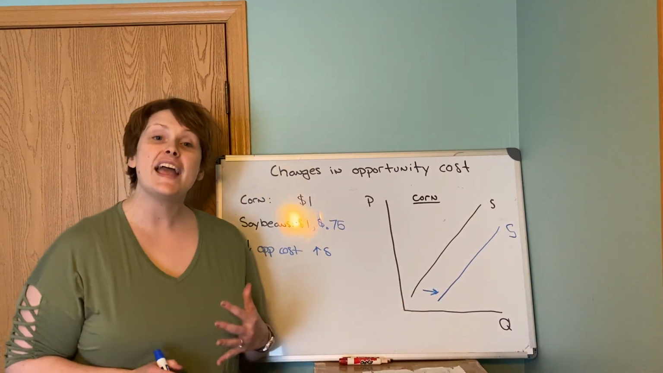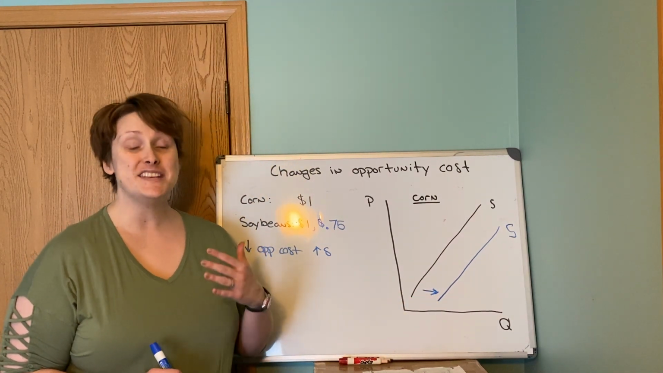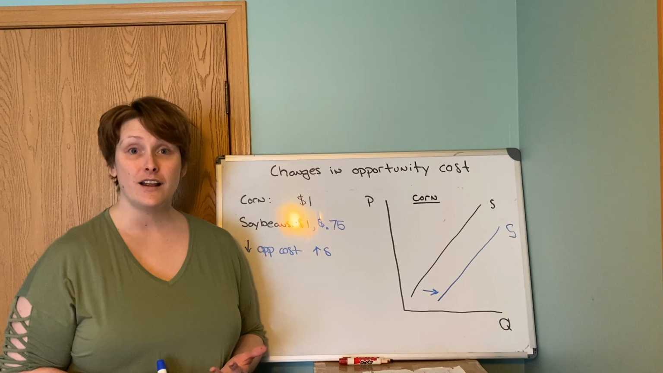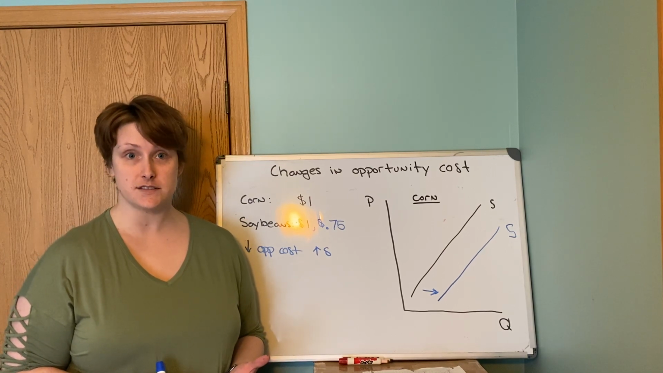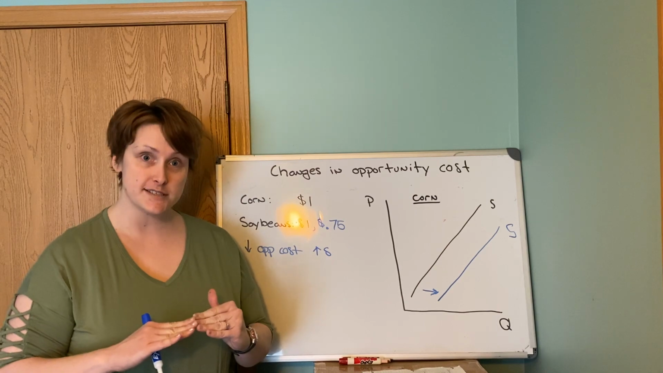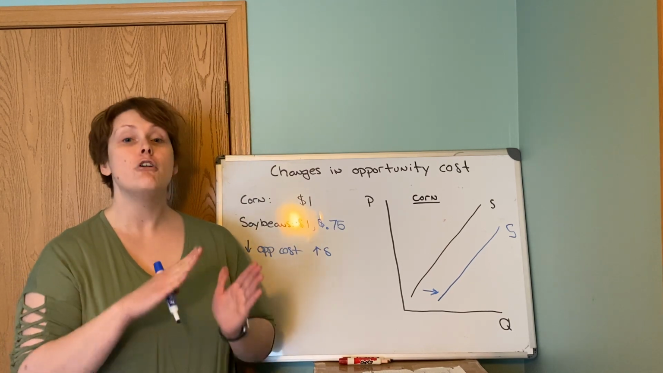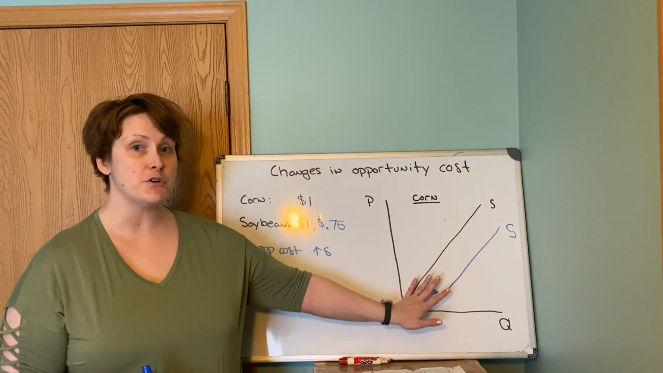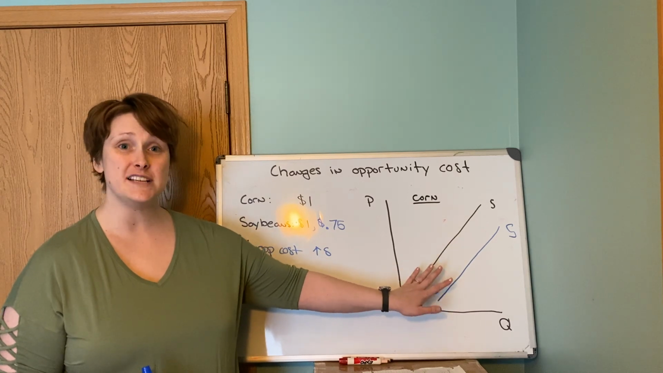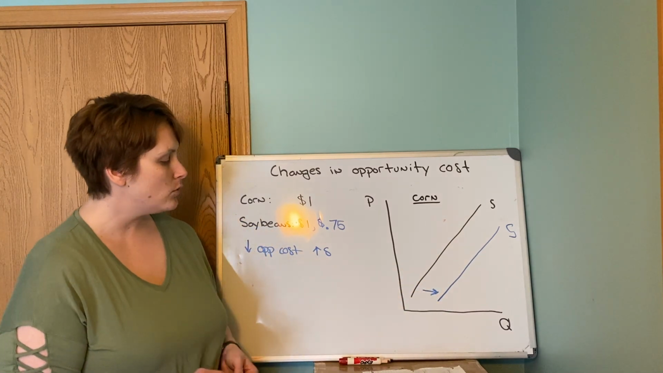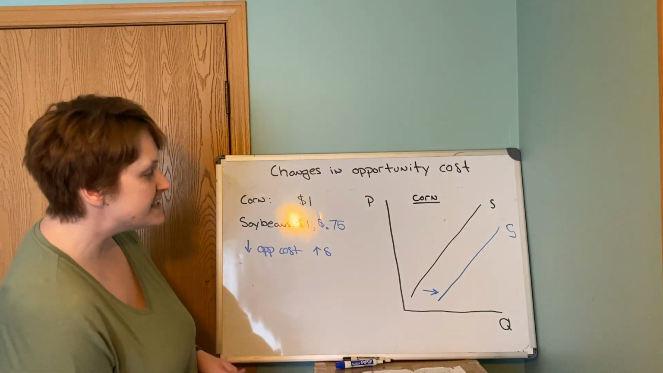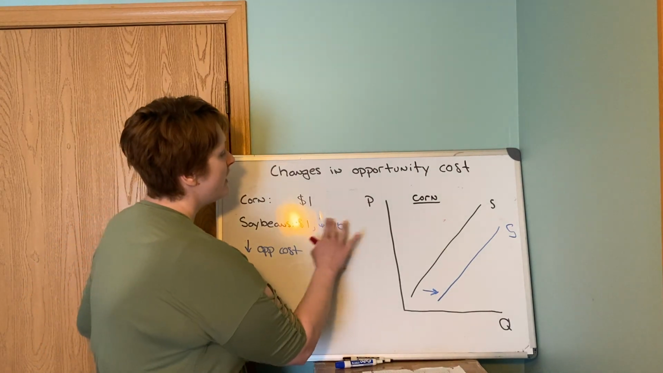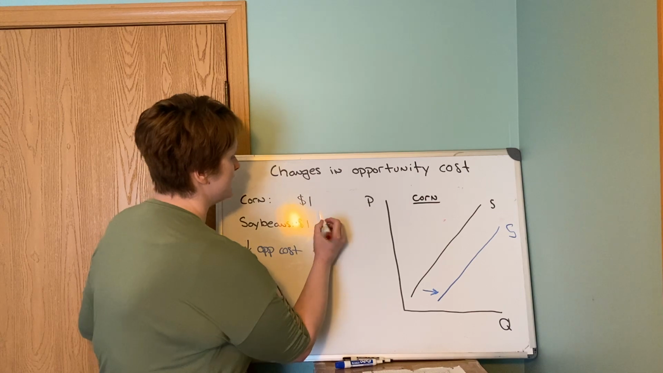So in other words, my opportunity cost, instead of giving up $1 per bushel, or however soybeans work, now I'm only giving up 75 cents. My opportunity cost just decreased, and we're going to see firms switching from growing soybeans into growing corn. So as a result of that decrease in opportunity cost, we're going to see an increase in supply of corn. Now, the opposite is also true. Let's say now, instead of decreasing the price of soybeans to 75 cents, we can now sell soybeans for $2.